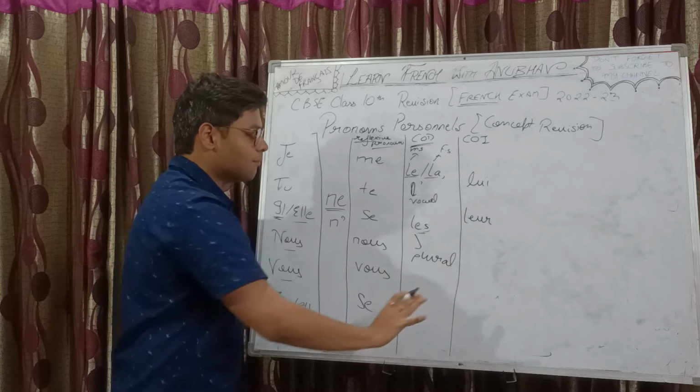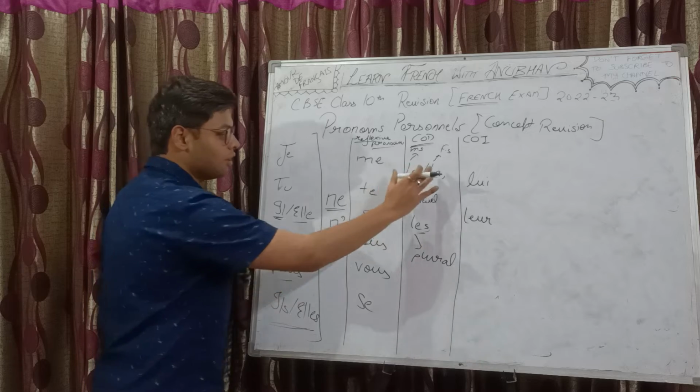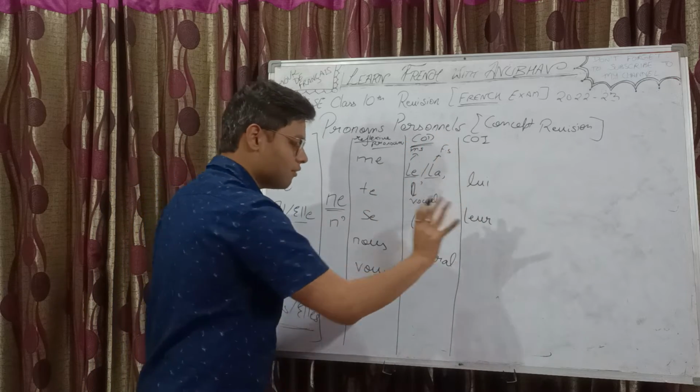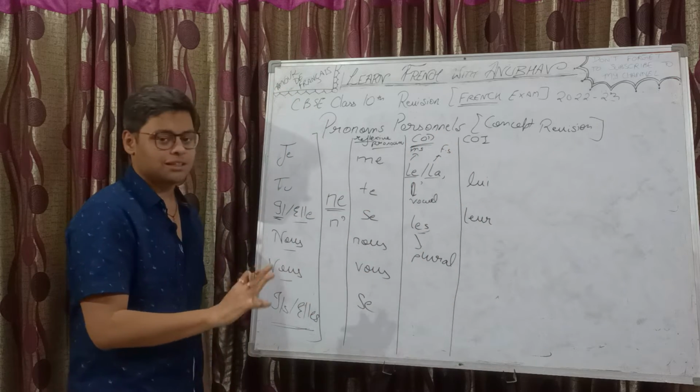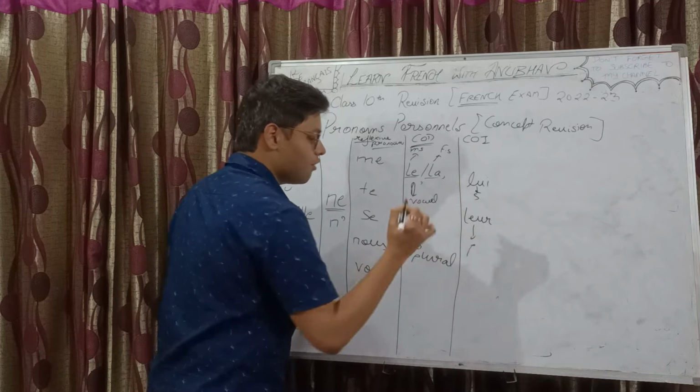That's why I follow this approach, in which we have all these as just reflexive pronouns, and under COD we have these many, and under COI we have these two. Okay, it's easier to do it this way. So lui for singular and leur for plural.